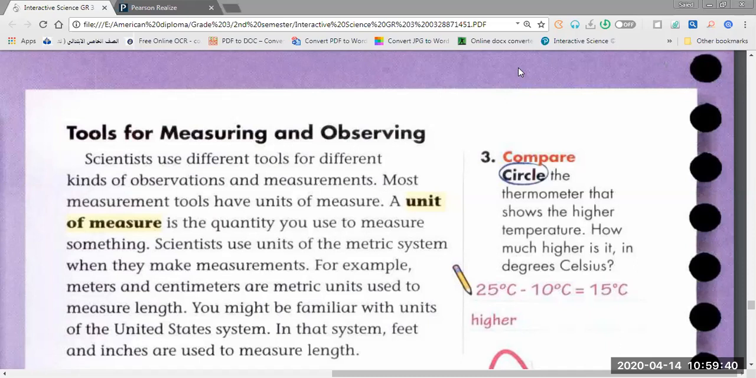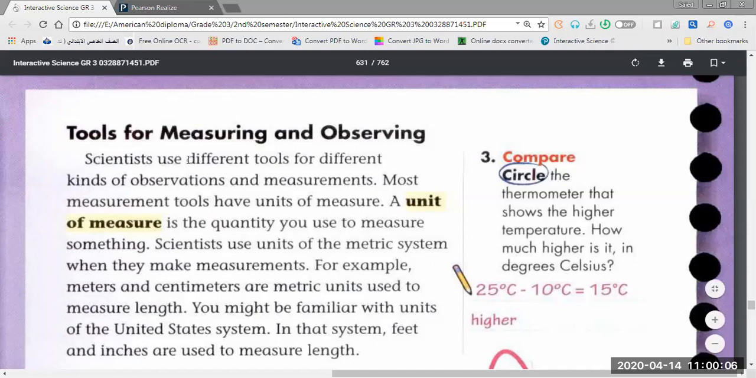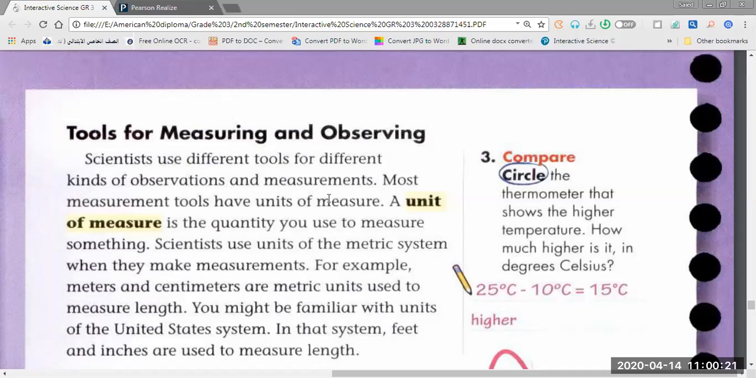But before I start, let me read this text in page 322. In this page you will find tools for measuring and observing. As we said, the main usage for the tools is to measure and to observe. Here the text says: scientists use different tools for different kinds of observations and measurements. Most measurement tools have units of measure. Here it's a very, very important scientific term, which is called a unit of measure.